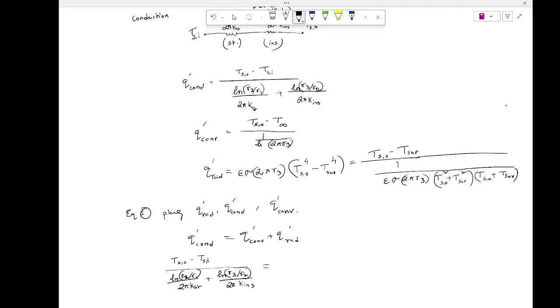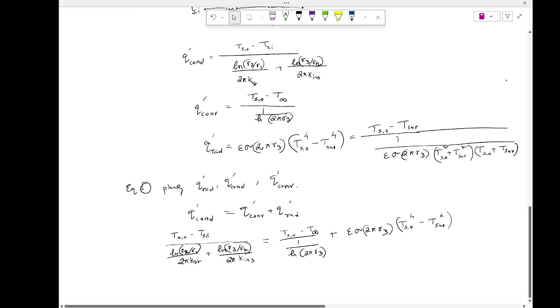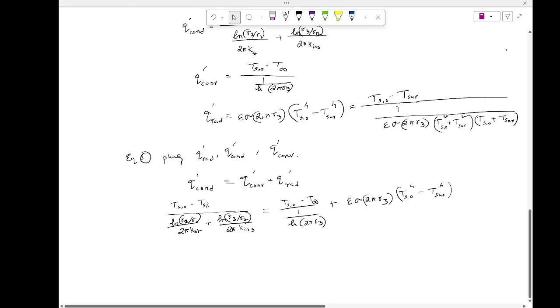What is my Q convection? Now my Q convection is TSO minus T infinity divided by 1 over H 2 pi R3. Now the radiation, I don't want to write it in a complex way. I'm just simply writing it in its usual form: pi epsilon, TSO to the power 4 minus T surrounding to the power 4, right? And then what? Then I'll just plug in all the values, and I'm gonna solve an implicit equation where you have R3 on both sides. Okay, and they call it trial and error.